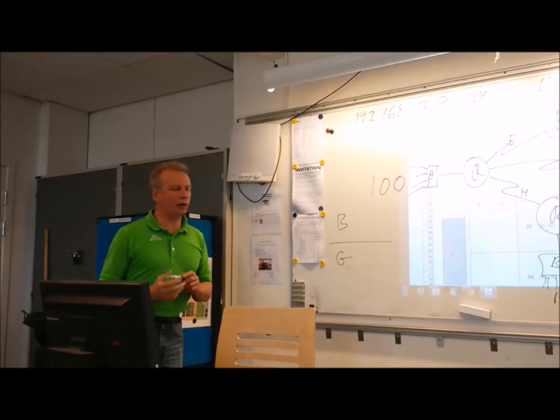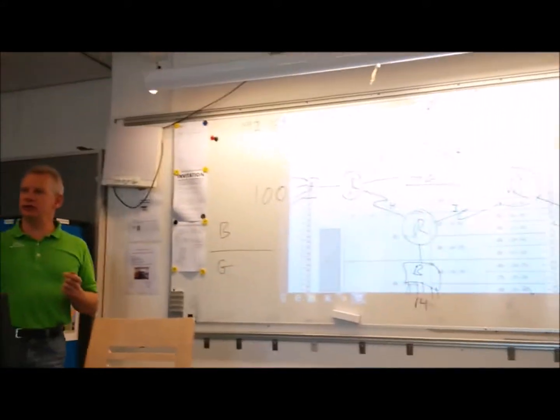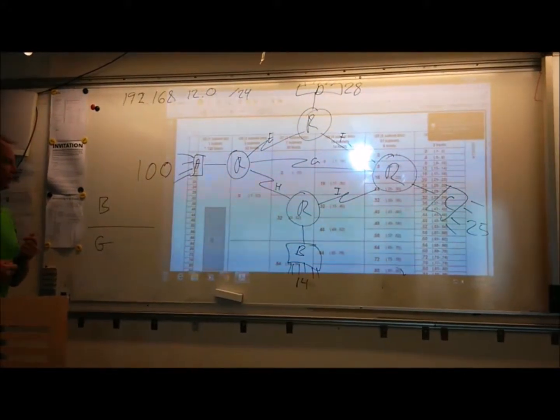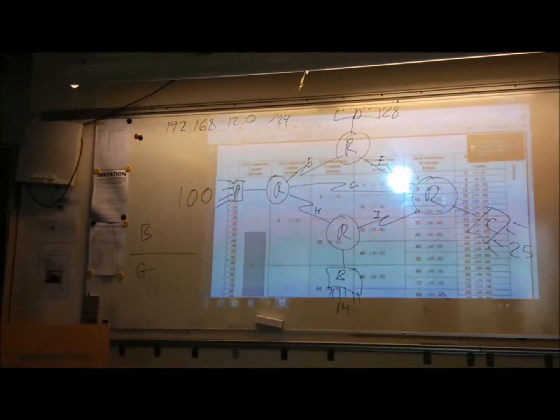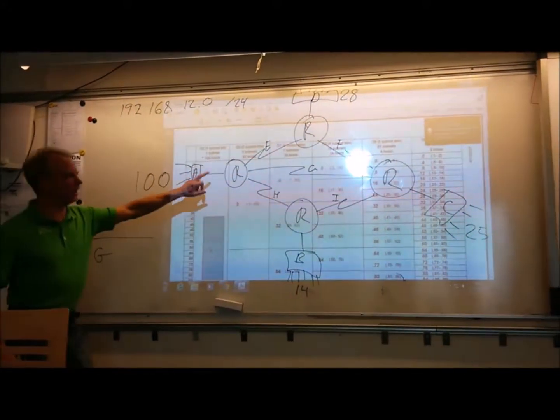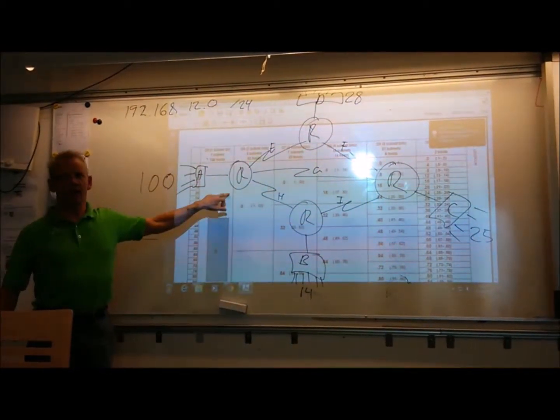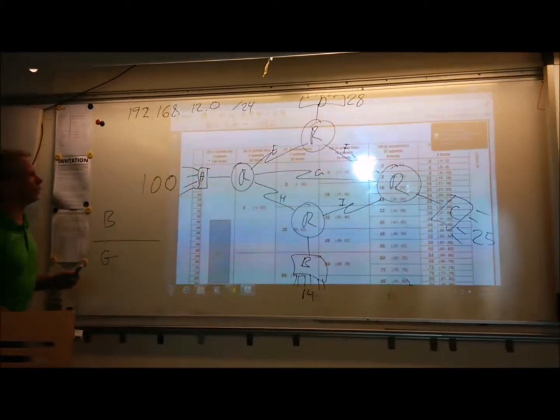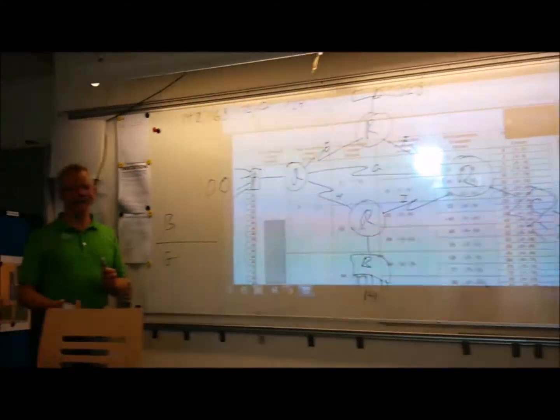So, two ways to do it. I'll try and show you both of them. First thing you do is take your network drawing. Find your networks and the size of the networks. Then put them in order by size.